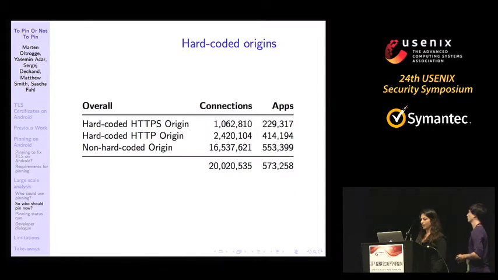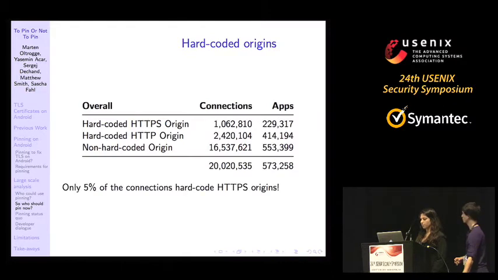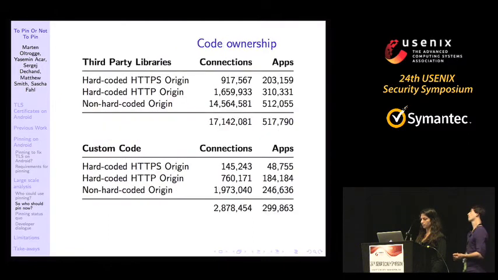Twice as many were hard-coded to be HTTP, and the majority was not hard-coded but depended on user input or other stuff at runtime. So only 5% of all the connections that we saw are even eligible for pinning. Those were the ones that we considered in our further analysis.